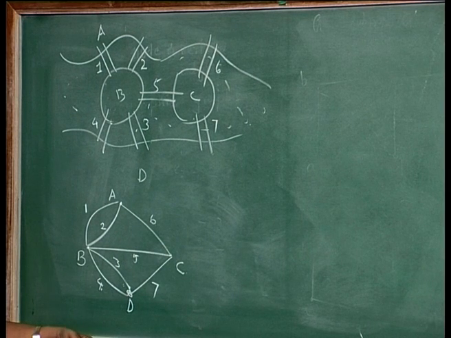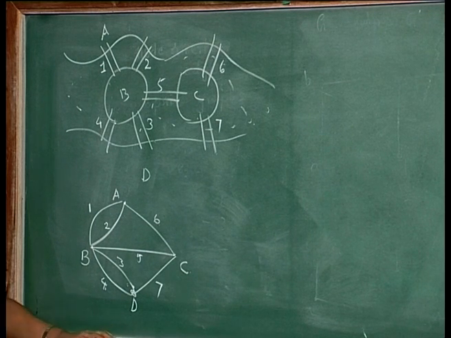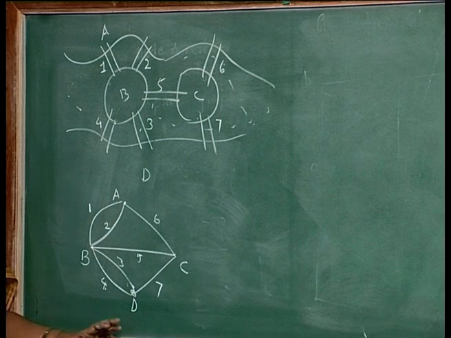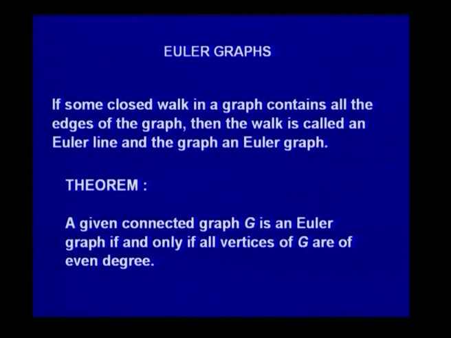And the question was, starting from any one of the 4 areas A, B, C, D, can you go along every bridge once and come back to the same position? It amounts to saying whether you have a closed walk in this graph which will cover all the edges. So, we come to the definition of an Euler graph. What is an Euler graph? If some closed walk in a graph contains all the edges of the graph, then the walk is called an Euler line and the graph is called an Euler graph.